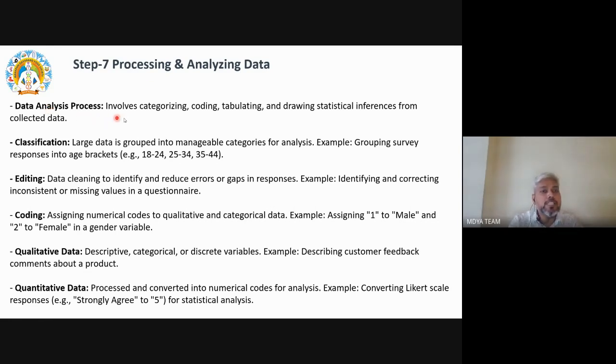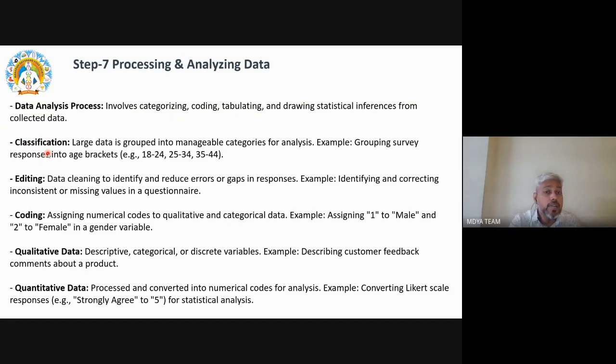So what does data analysis involve? Categorization, coding, tabulation, and drawing statistical inferences from collected data, right? All these are very tough when you do them manually. It is very simple on a system, on software. You can categorize there, you give coding, and tabulation, everything you will receive on your screen within a second after feeding your data.